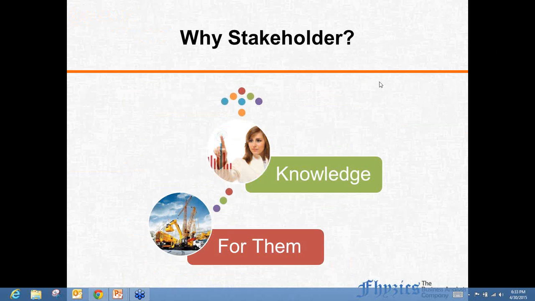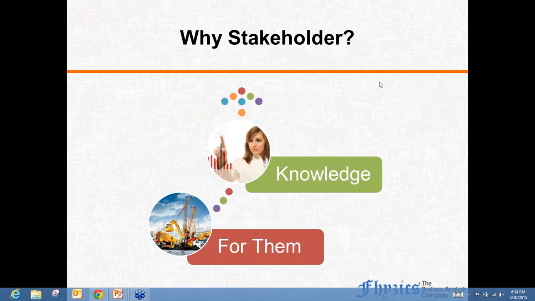I have some level of domain expertise, but there are people within the organization who have tremendous knowledge about the area in which I am going to do the business analysis. If there are people who have tremendous knowledge, why should I not use them? So that is the reason we want to work with the stakeholders, to leverage their knowledge in the area of their expertise. That is the first one.